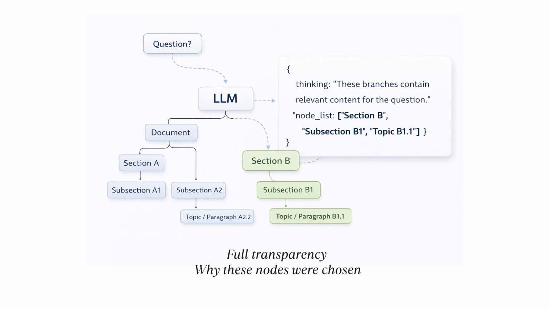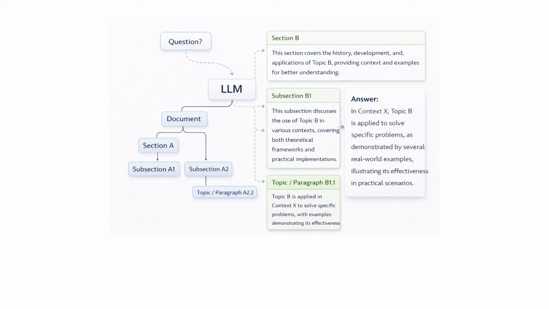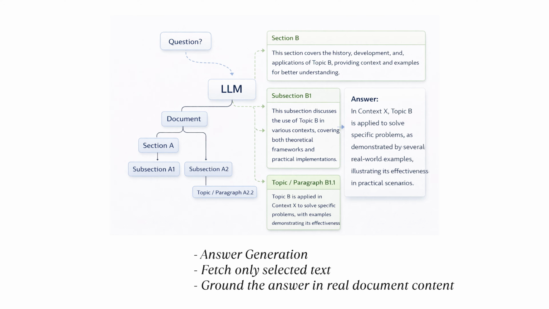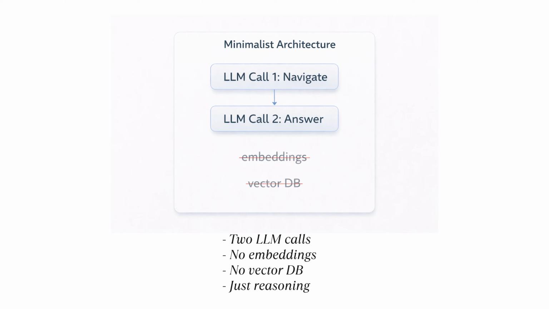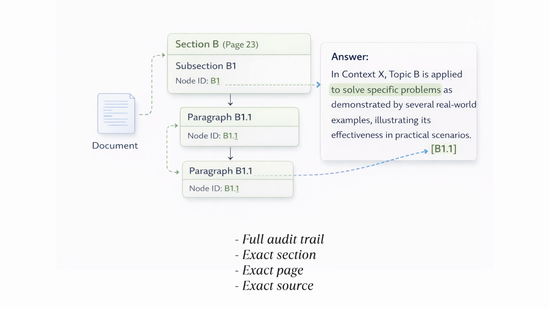Full transparency. Step 2, answer generation. PageIndex fetches only the full text of those selected nodes, hands it to the LLM as context, and the LLM writes the final answer, grounded entirely in the real document text. Two LLM calls, no embeddings, no vector database, just reasoning. And because every answer is tied to specific nodes in the tree, you always know exactly which page, which section, which part of the document the answer came from. Complete audit trail, complete explainability.